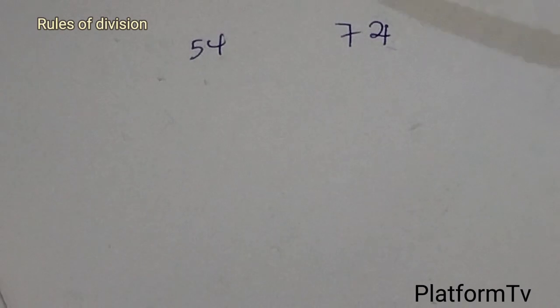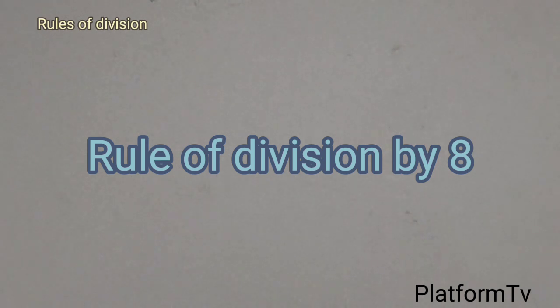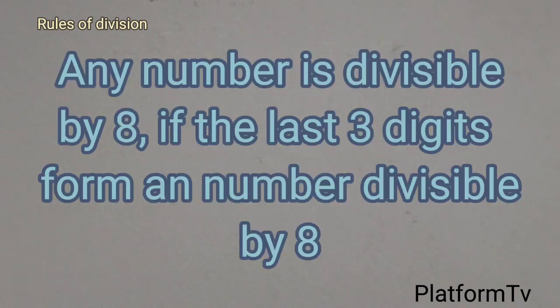So what do you think? Division by 8 is all about the last 3 digits. Some people say it looks like the rule for 4. No. In the division by 4, it's the last 2 digits. In the division by 8, it's the last 3 digits. If those are divisible by 8, then the whole number is too.